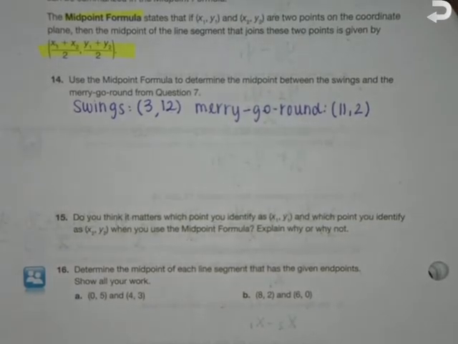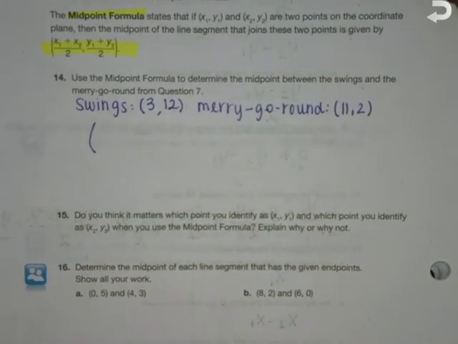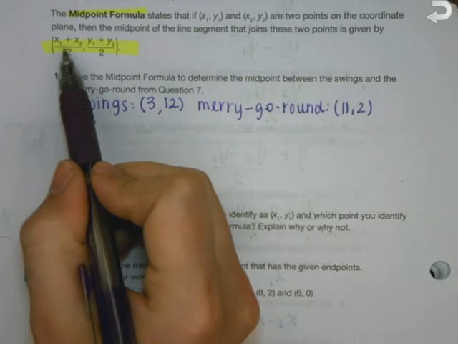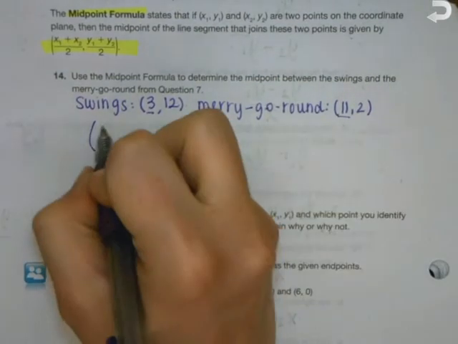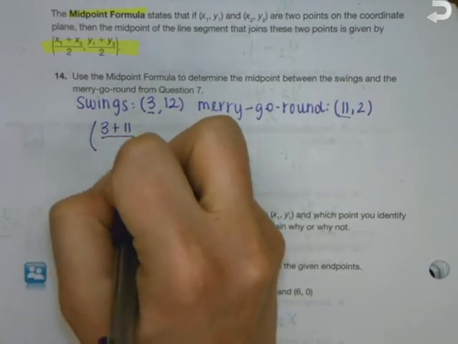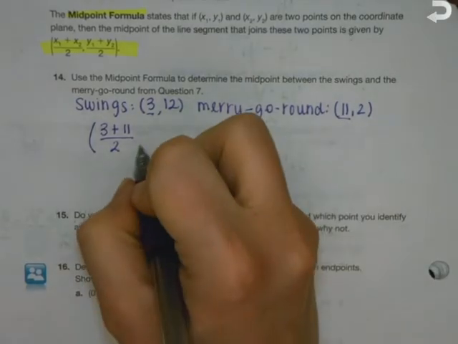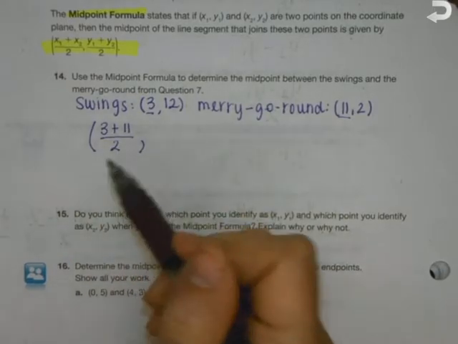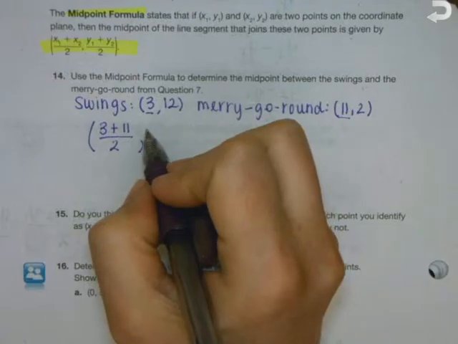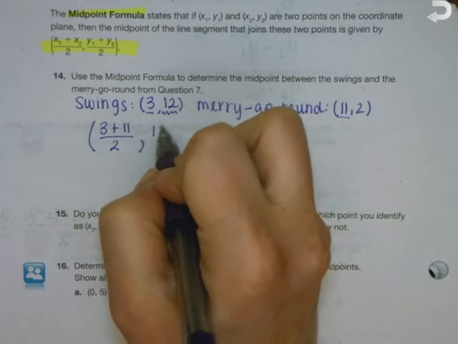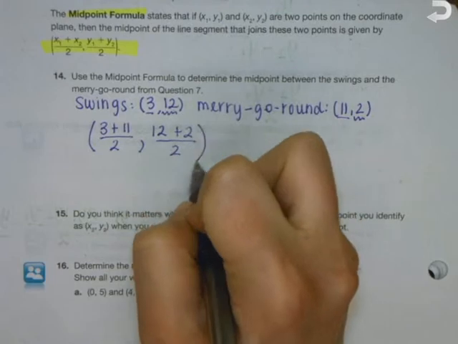So to set this whole thing up, I make one big parenthesis. And then the midpoint formula says that I use x1 plus x2. So I'm adding the x's this time. So 3 plus 11, all over 2, comma, because that was my x-coordinates, so now I need to work with the y-coordinates. So the y-coordinates are y1 plus y2, so that's going to be 12 plus 2 divided by 2, and then close off the big parentheses.